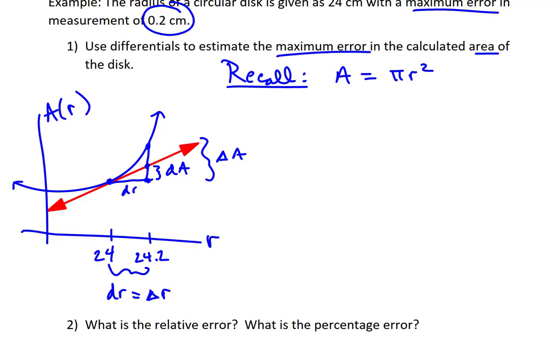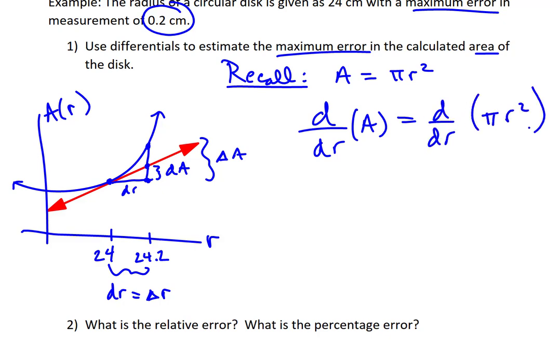Now what we'd really like is a way to tie together all of these labels that we have in our diagram, and we can do that with really one basic step. If you go back up to our formula for area, which is how this problem is set up, we're talking about the areas of circular disks, and just take the derivative of it with respect to r, the independent variable in this case. So I want d dr of both sides of our area formula, so I have d over dr of A equals d over dr of pi r squared, the right side of our formula.